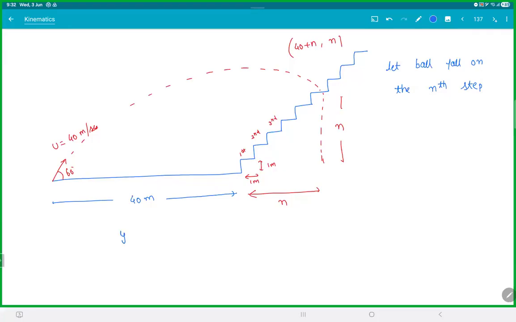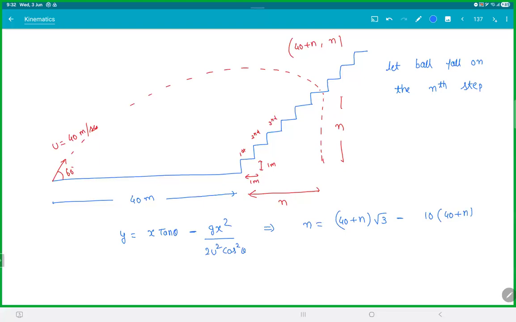So they give you x and y coordinates in terms of n, and then we use the equation of trajectory: y = x tan θ minus g x squared over 2 u squared cos squared θ. So it's the same as the window question. The steps and the stadium are just a story. Substitute here: the y coordinate is n, the x coordinate is 40 + n, tan 60 is root 3, g was 10, and x was (40 + n) whole squared.